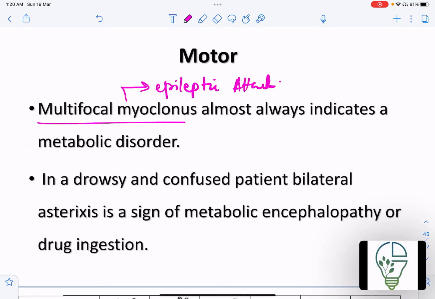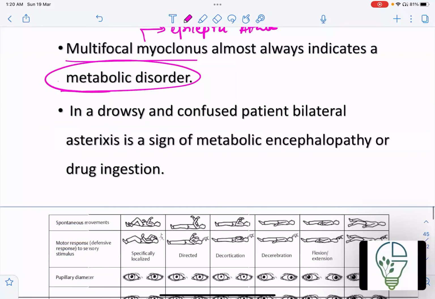So this almost always indicates a metabolic disorder, but of course there could also be other things. And asterixis is basically you ask the patient to hold both their hands up like this. This is the palm of the patient. I hope my drawing is not the best, but you ask the patient to do that.